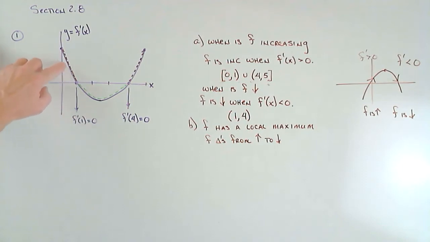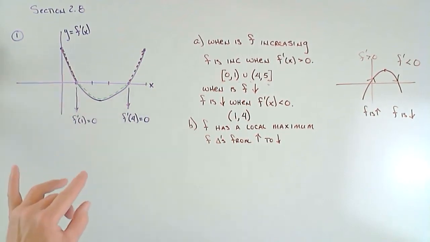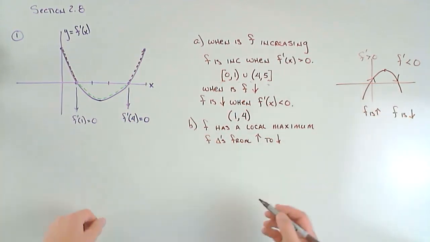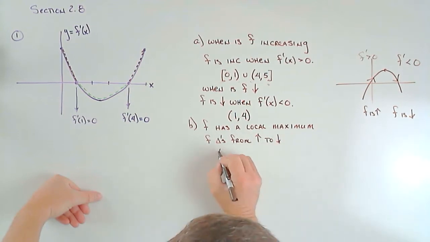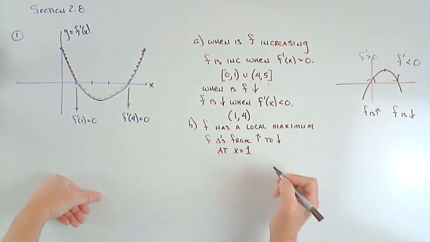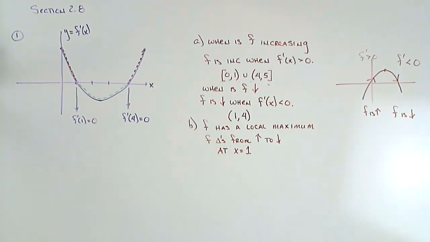Well, here the derivative is positive. We said that it's above the x-axis, so that's a positive derivative. Remember, the graph is the derivative. Here the graph is below the x-axis. That's a negative derivative. So at 1, we switched from a positive derivative to a negative derivative. That's what we're looking for. So f has a local maximum at x equals 1. Now, we don't know where that maximum is. We don't know what the y value is, but they didn't ask us that.